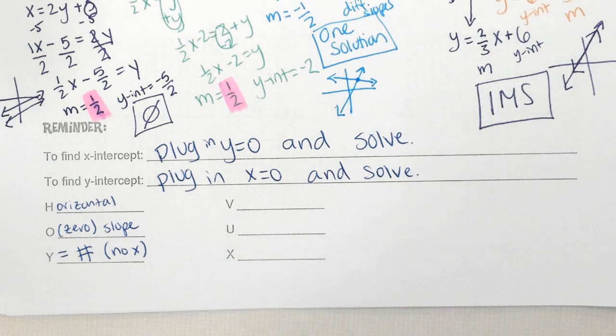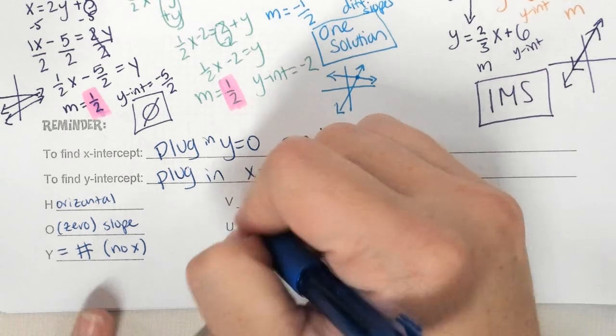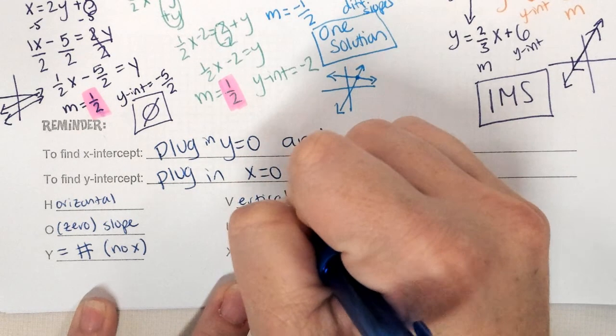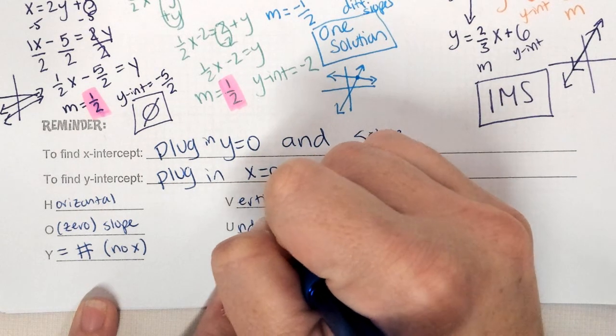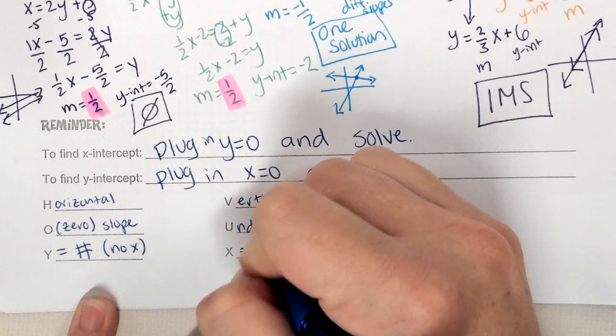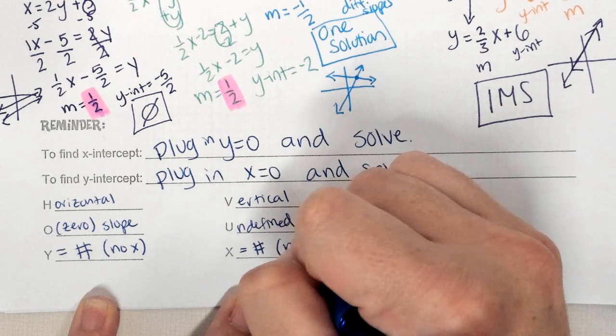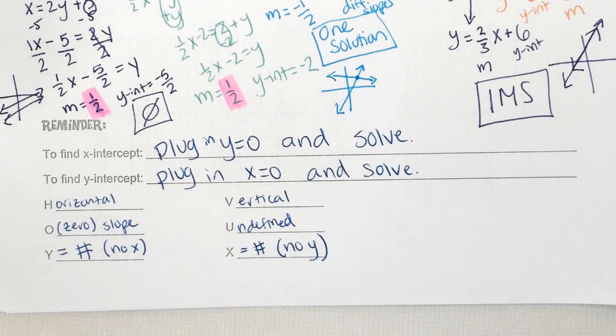Okay, what about VUX? Perfect. Vertical, undefined, x equals a number, and it has no y. When you're done writing that down, flip to the back so I know.